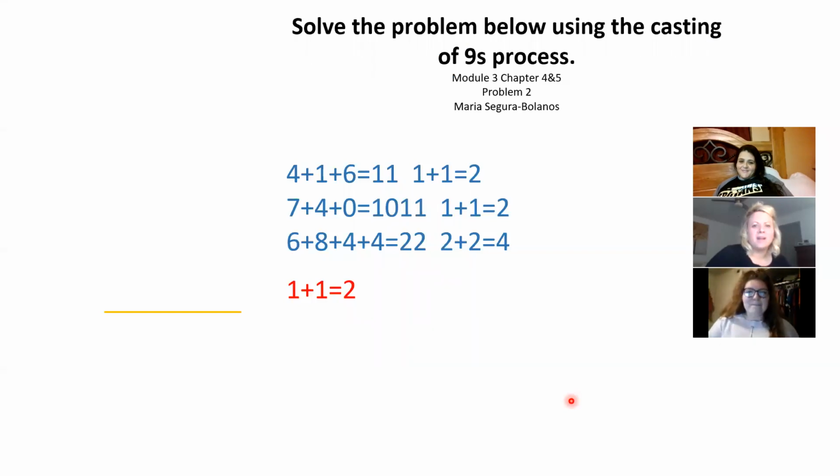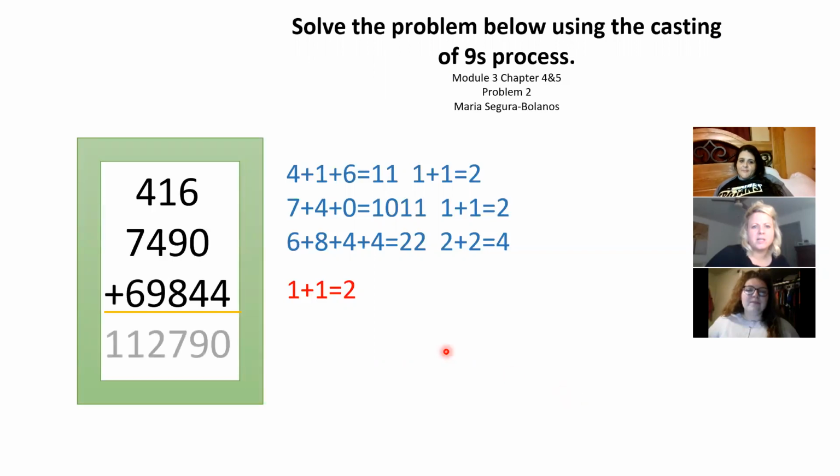All right, let's go ahead and look at the next question. Maria, solve the problem below using the casting out of nines process. Okay, so the casting out of 9s is kind of fun. You basically are going to cast the 9s out of the problem first.